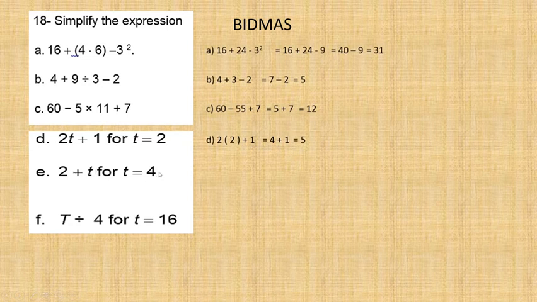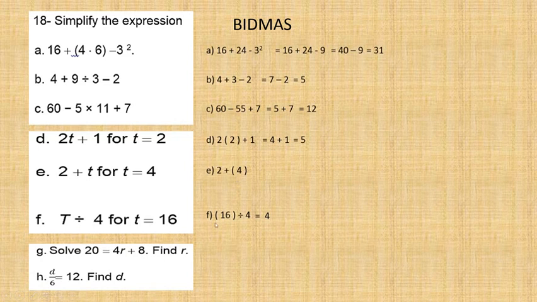Same goes for question number E. I will just remove the t and put 4. So 2 plus 4 equals 6. And here for question number F, it's t divided by 4 for t equals 16. So I remove the t and put 16 and then divide by 4. So it's going to be 16 divided by 4 equals 4.